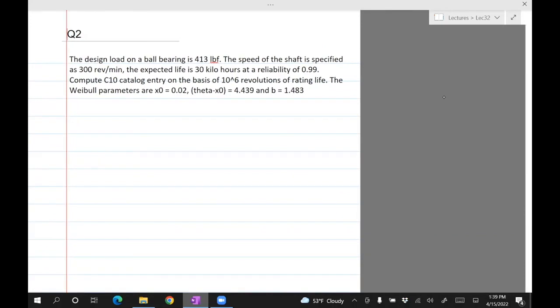Okay, the design load on a ball bearing is 413 lbf. The speed of the shaft is specified as 300 revs per minute. The expected life is 30 kilo hours at a reliability of 0.99. Compute the C10 catalog entry at the base of 10⁶ revolutions of rating life. The variable parameters are given: x0, theta minus x0, and b.